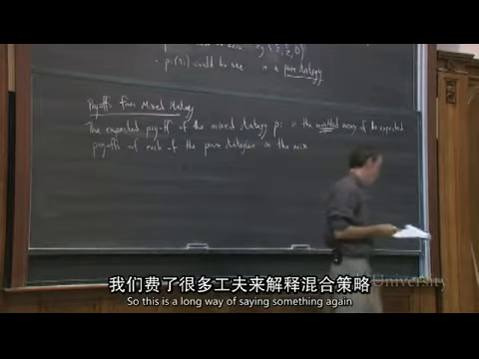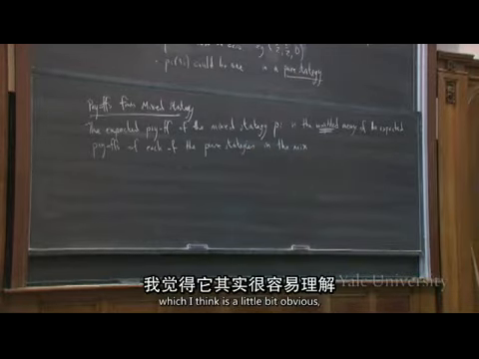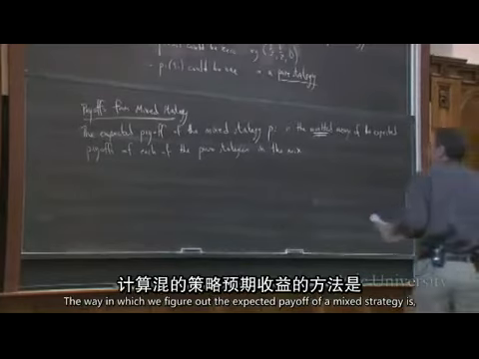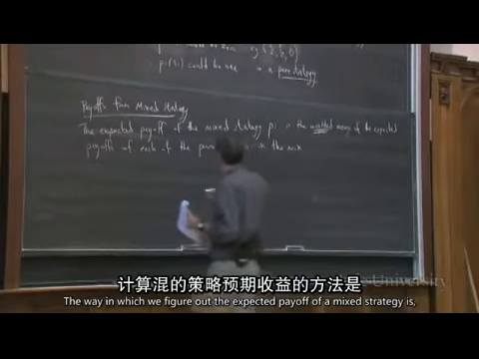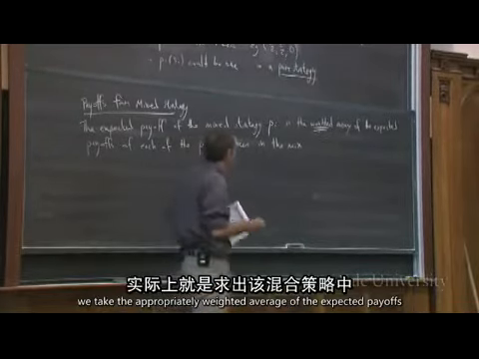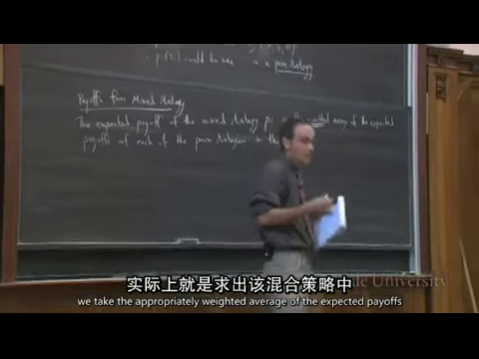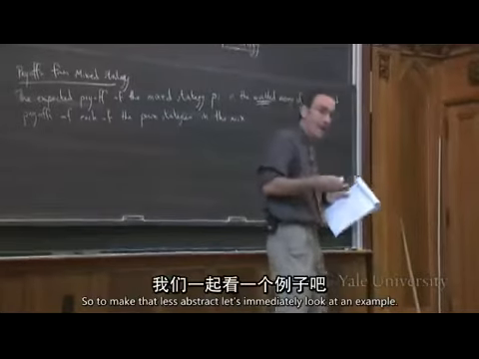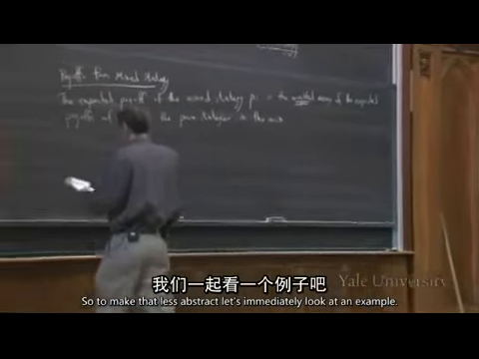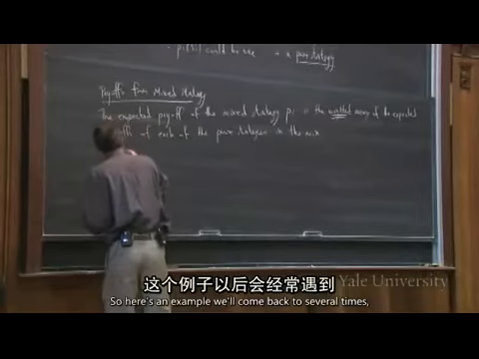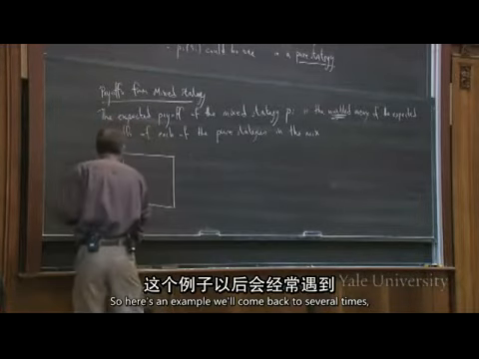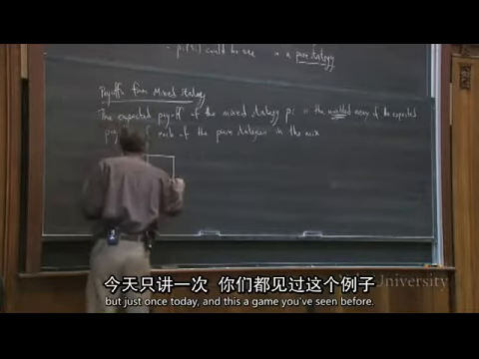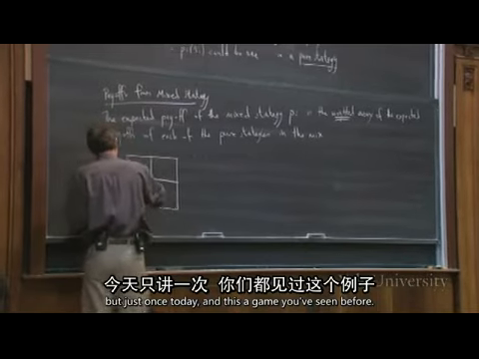All right, so this is a long way of saying something that, again, I think is a little bit obvious, but let me just say it again. The way in which we figure out the expected payoff of a mixed strategy is we take the appropriately weighted average of the expected payoffs I would get from the pure strategies over which I'm mixing. All right, to make that less abstract, let's immediately look at an example. So here's an example we'll come back to several times, but just once today. And this is a game that you've seen before.